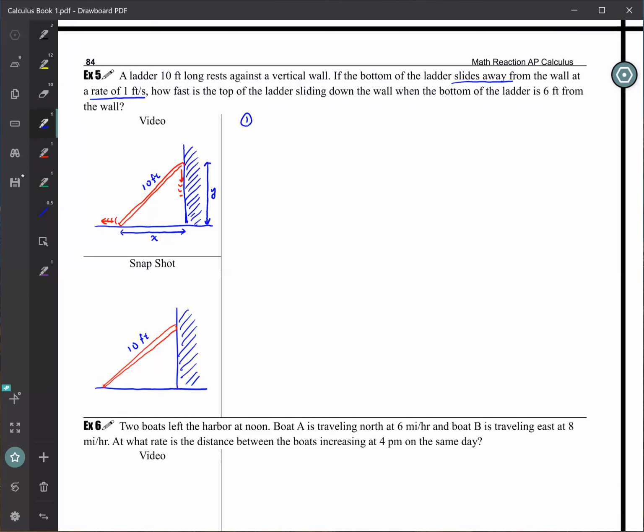So the moment that we take the snapshot, when is it, John? When the bottom of the ladder is 6 feet from the wall. Okay, so X is 6. Yeah, very good. When X is 6, and of course the Y will also be fixed. Some number, we don't know.